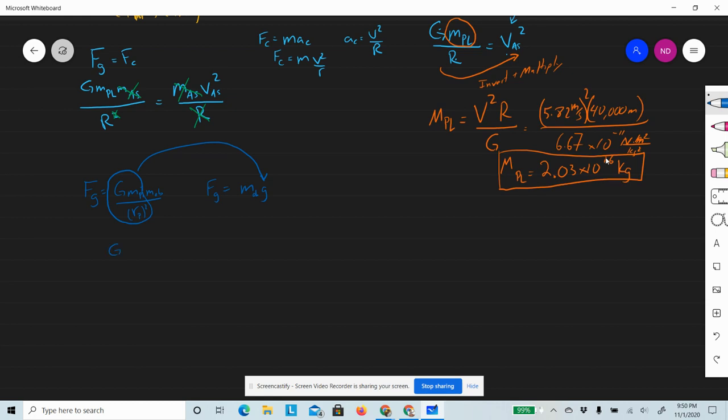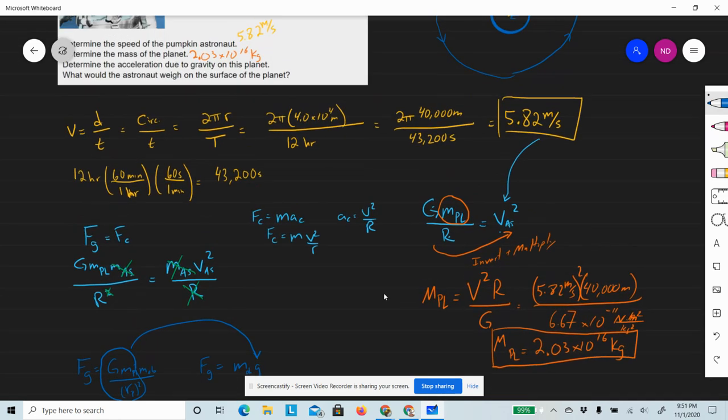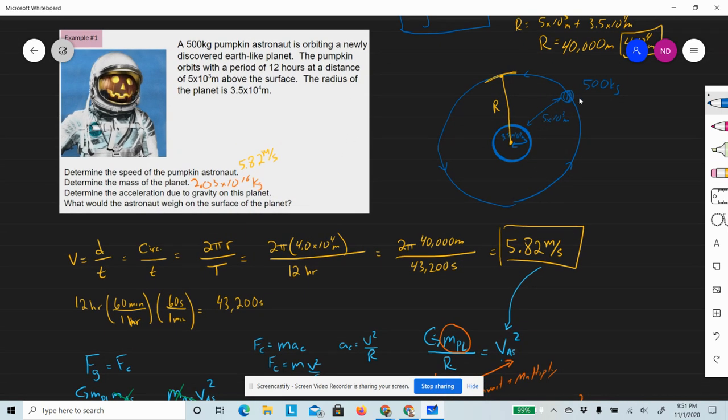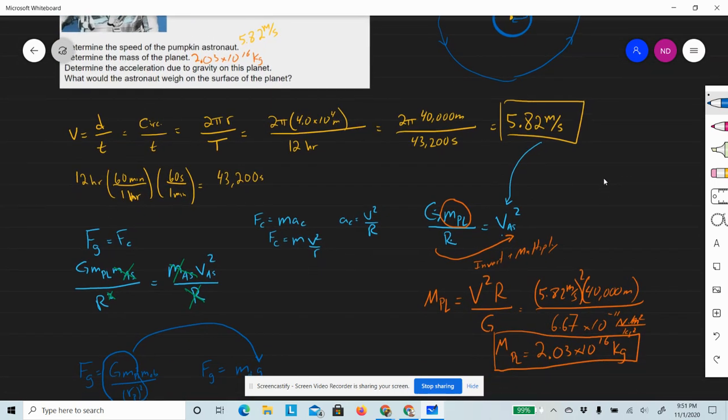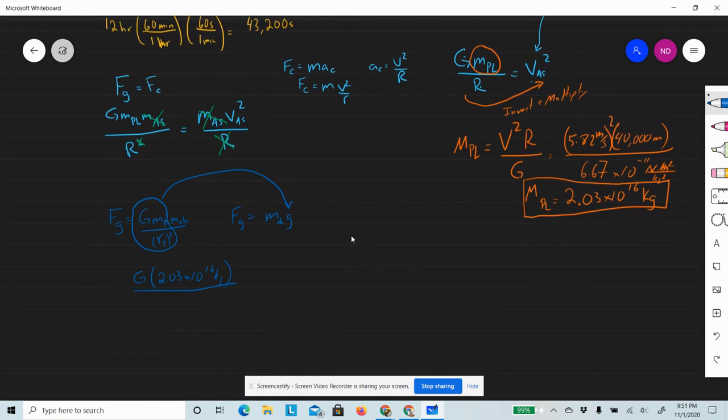G is still G, 6.67. The mass of the planet we just figured out to be 2.03 times 10 to the 16th kilograms. And the radius of just the planet, this is where I was paused last time. It's just the planet now. You don't need this piece with the altitude of the pumpkin. So the radius of the planet is 3.5 times 10 to the 4th meters, squared.